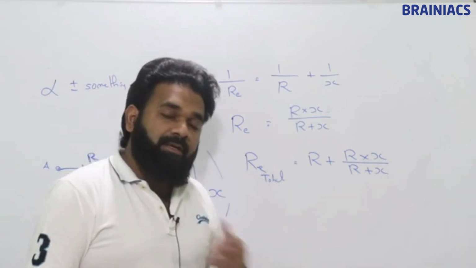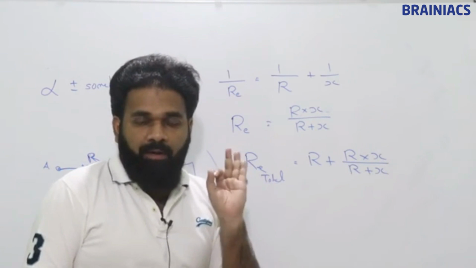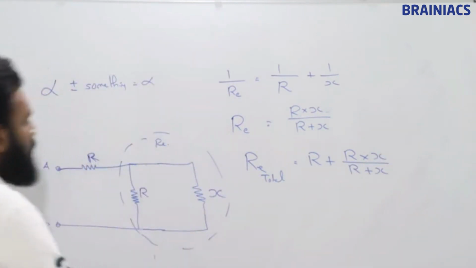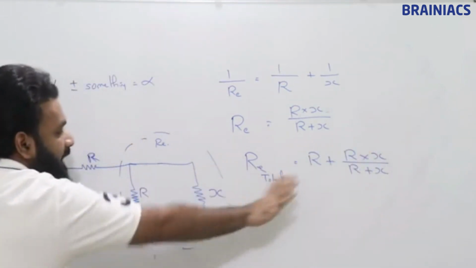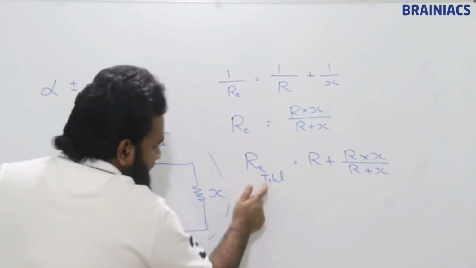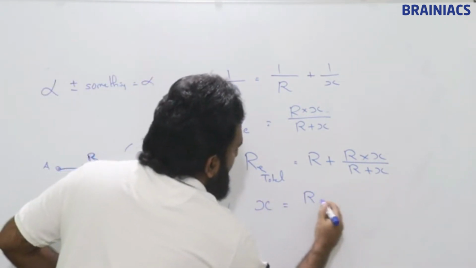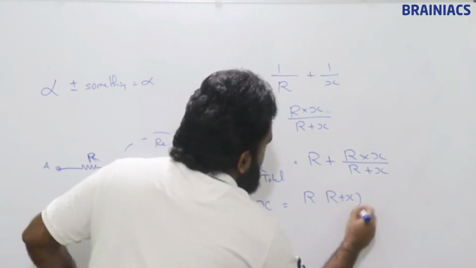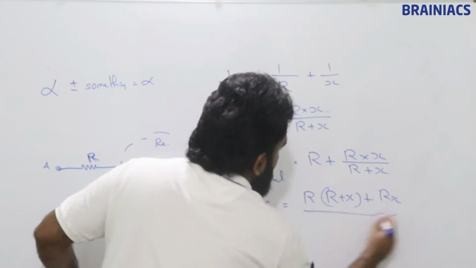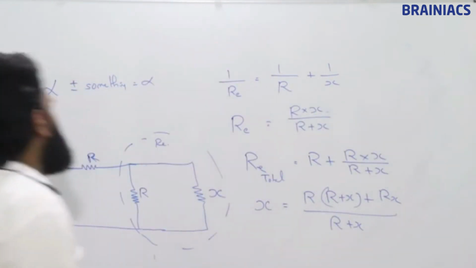Now what was the initial resistance? Initially what did we consider as the resistance of the whole network? X only, right? X is what we assumed as the resistance of the total network. So the entire network we can take as X, and this full also we can take as X. So I am replacing this with X again. X is equal to R plus R into X divided by R plus X. Now we will simplify this to find the answer.